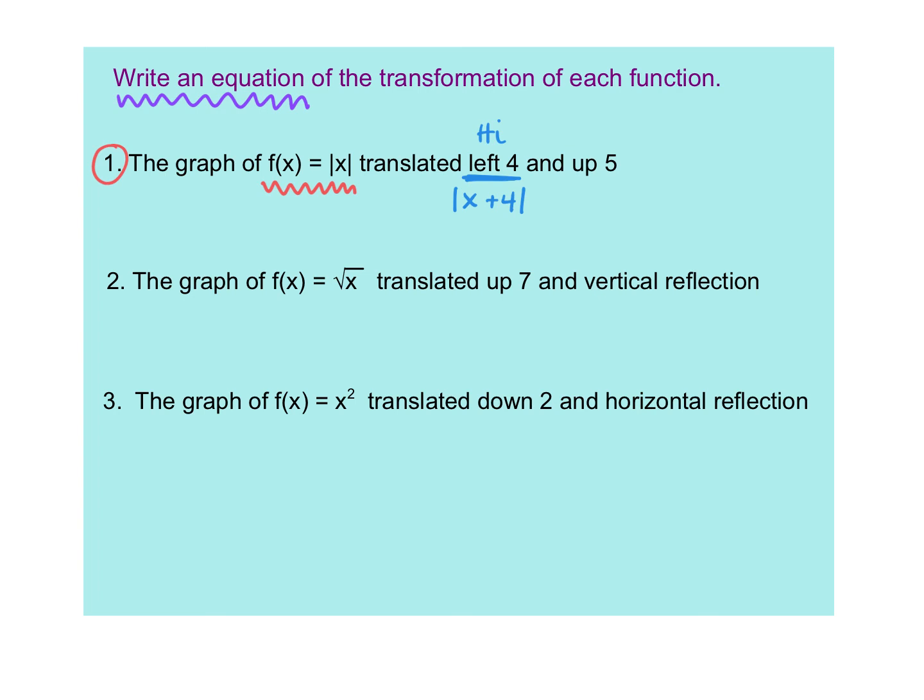Next up, I have this movement up 5. I know that's a vertical movement, so that needs to show up on the outside of my function. Moving up is a translation, so that's going to be addition or subtraction. Since I'm moving up, it's going to be addition. So my full equation here is the absolute value of x plus 4 plus 5 on the outside. I'd like you to pause this video and try the next two. What transformations are happening in each function, and what does that look like as an equation?